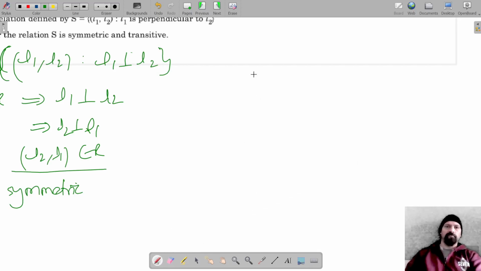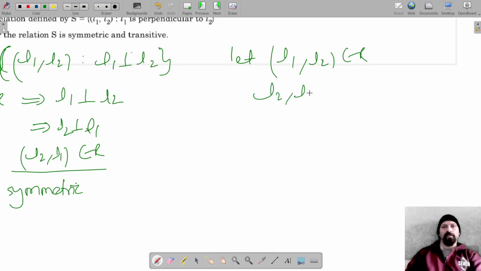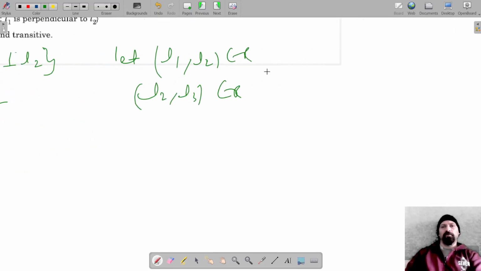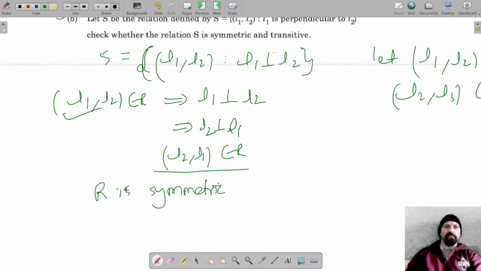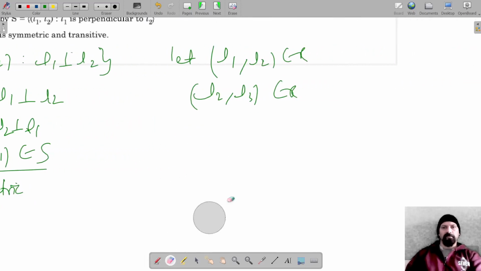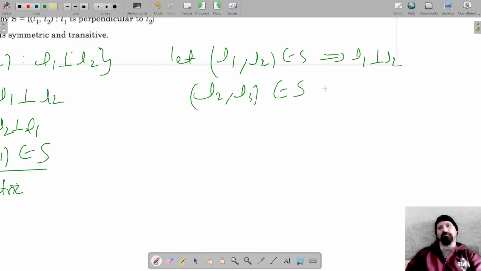Now we have to check it for transitive. Let's suppose that L1 and L2 are in relation, and also L2 and L3 are in relation. The relation is S, and S is symmetric. So according to the relation S, this gives us that L1 is perpendicular to L2, and L2 is perpendicular to L3.